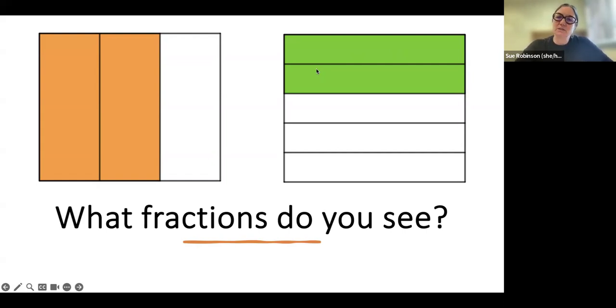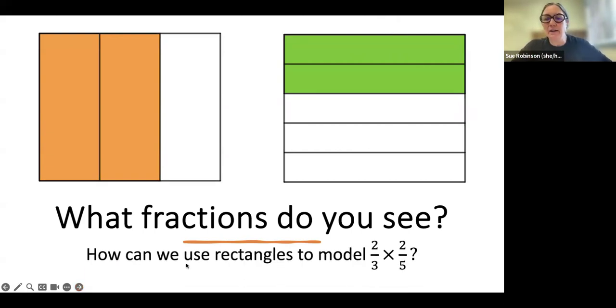So I just use these 2 fractions as a starting point. There's a number of different ways that we could look at multiplying these 2 fractions together using these rectangles. So we've got our 2/3, we've got our, it was 2/5, not 3/5. I can't see my entire screen. I'm kind of winging it here. So how could we use these rectangles to model 2/3 times 2/5?